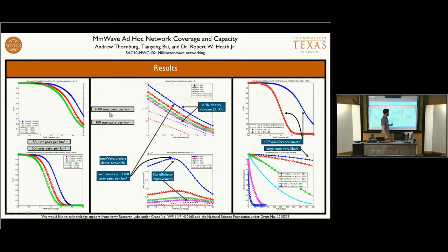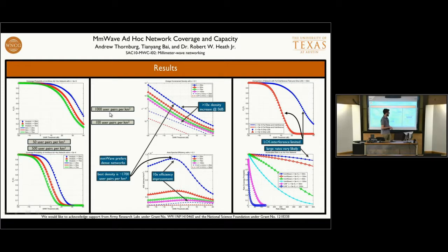And what we have here is a plot of the SINR curves from here, assuming full interference and noise, and just the line of sight interference. So what this is showing is that the network is heavily line of sight interference limited, meaning that you can ignore the noise and the non-line of sight interference when considering a network of this type.